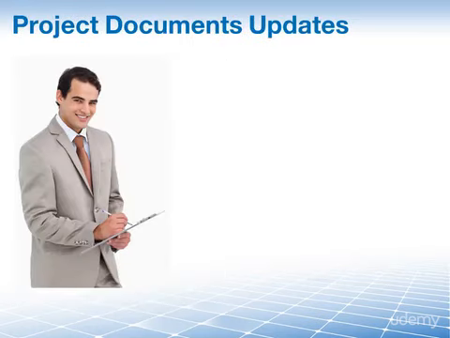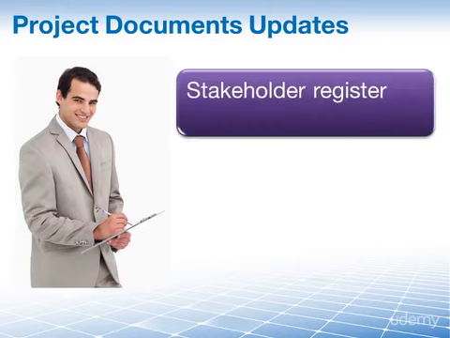Our final output are project document updates. As quality planning is performed, it's normal to find things that need to change, and therefore you have to update documents with these changes. 3 examples here. The stakeholder register may need to be updated. This is covered in the lesson on project stakeholder management. We need to update this because we may have learned more about the quality needs of certain stakeholders, and we want to document that in the register.